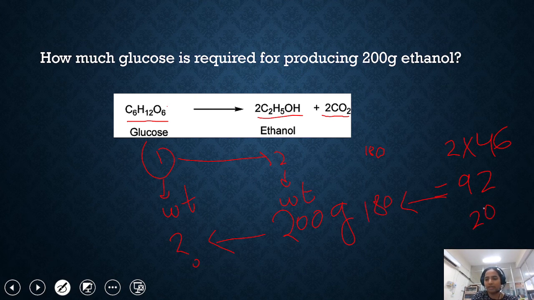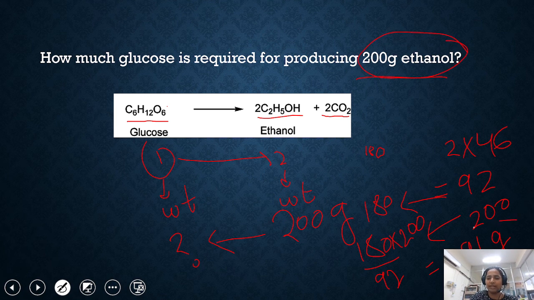Then how much? This is simply mathematics, that 180 upon 92 into 200. So when you solve this, it will come around 391 gram. So it means that 200 gram of ethanol is forming from 391 gram of glucose. Okay. Yeah, this is the answer of this question. So if you feel my speed is slow or fast, please let me know.